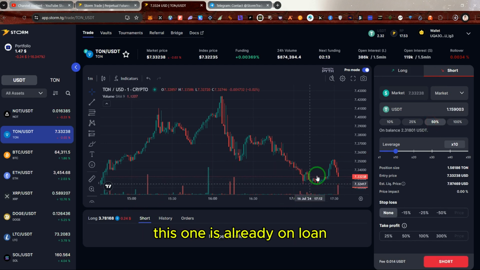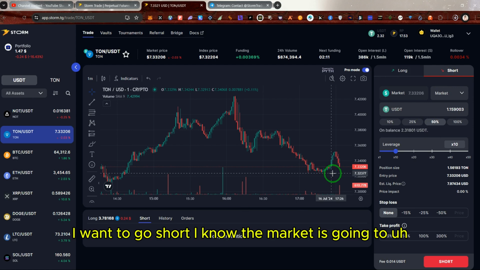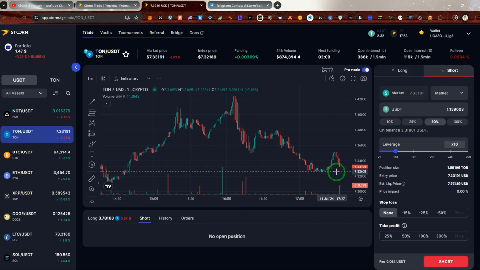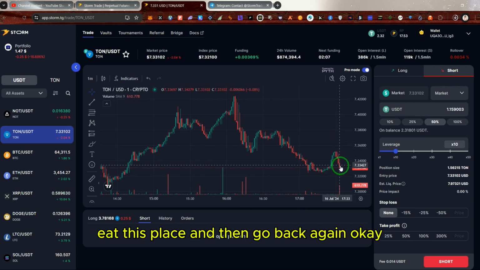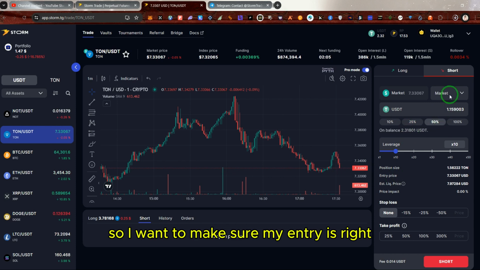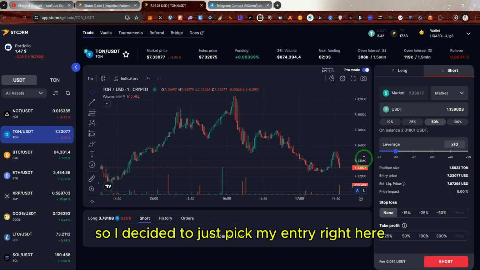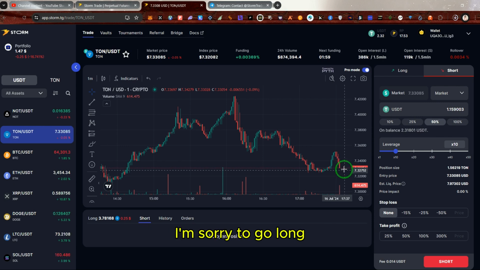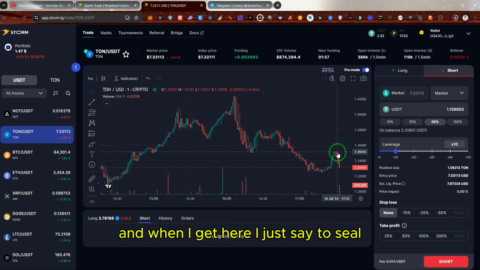This one is already on long. I want to go short. I know the market is going to hit this place and then go back again. So I want to make sure my entry is right. I can decide to just pick my entry right here and go long, and when I get here, I just decide to sell.